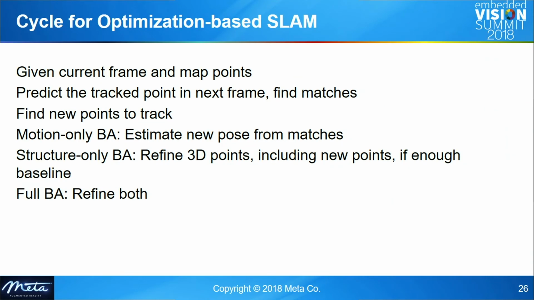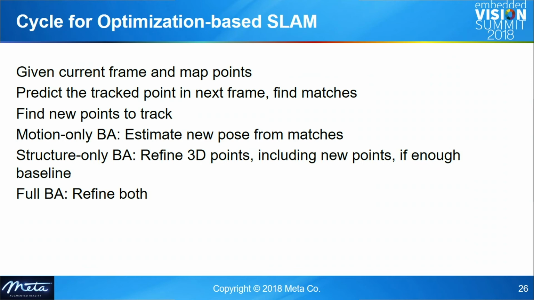So now that we have the basics covered, how does SLAM actually work? For every frame that we receive from the camera, we assume that we have built some map already. We do some prediction, say using a constant velocity motion model. We predict where we expect to see those map points that we saw in the previous frame, and we find matches in the current frame.